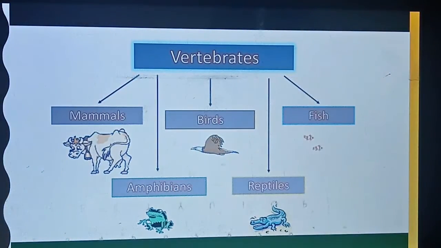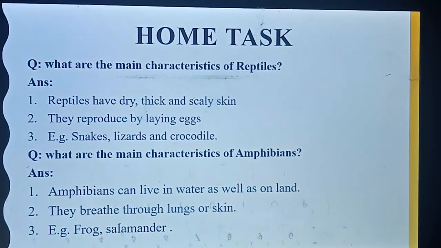Okay, that was all about your today's class. We have discussed the five major classes of vertebrates. Vertebrates are the animals which have a backbone, like mammals, birds, fishes, amphibians and reptiles. In the previous class we discussed the characteristics of mammals and birds, and today we have discussed the characteristics of fishes, amphibians and reptiles. Okay, that was all about your today's class.